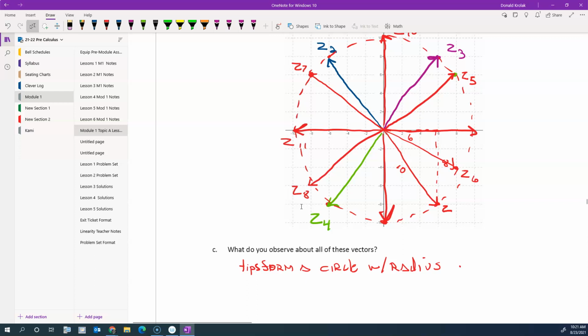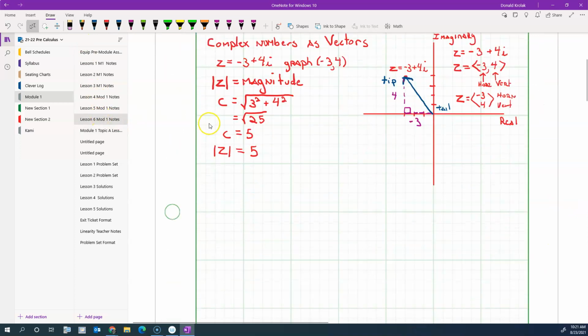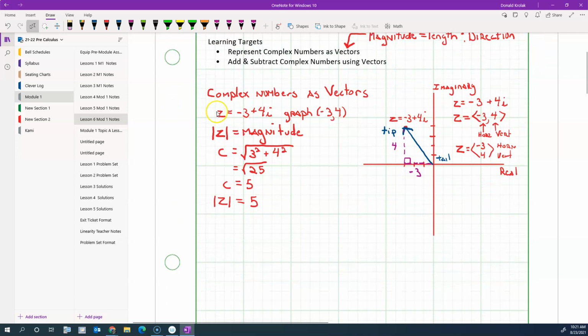All right. So to add two vectors geometrically, let's go back to our notes here. So now we're going to add and subtract vectors.